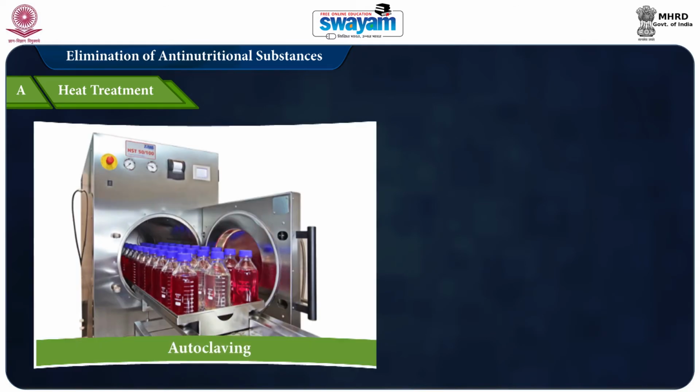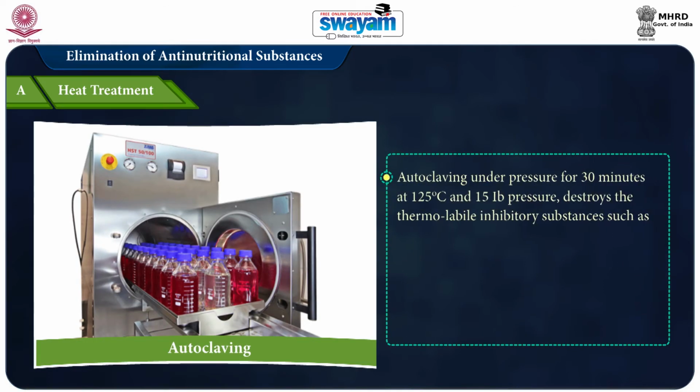The second method is autoclaving. Autoclaving under pressure for 30 minutes at 125 degrees centigrade and 15-pound pressure destroys the thermolabile inhibitory substances such as cyanogenic glycosides, saponins, terpenoids and alkaloids.